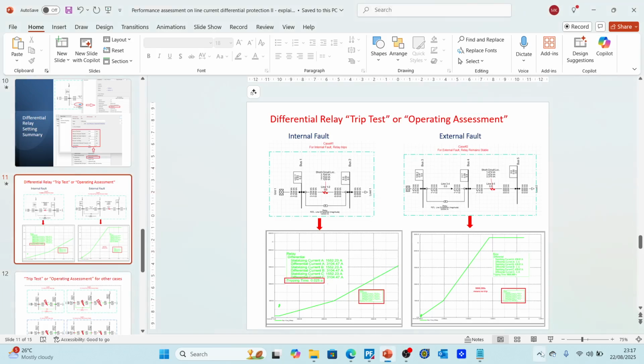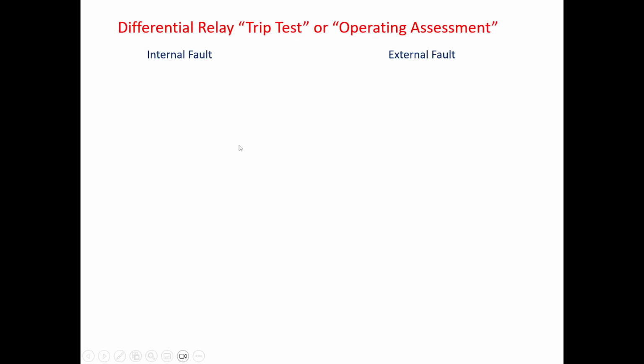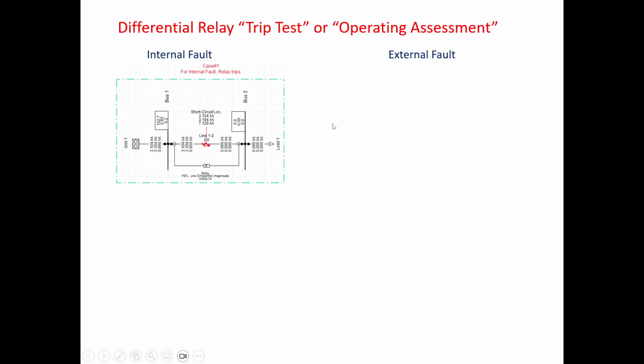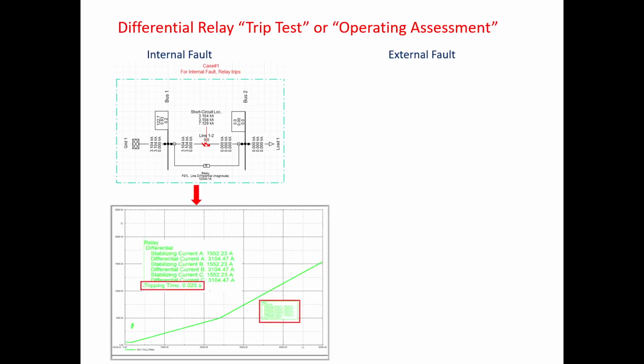After that, we assess whether the relay can trip for an internal fault or not, and the same for an external fault. For example, as you can see, we create a fault on 50% of the line, and the relay provides a trip. The fault is in here, and the trip time is 25 milliseconds or 0.025 second. This 25 milliseconds is a typical relay trip time for differential protection, because up to 30 milliseconds is expected.